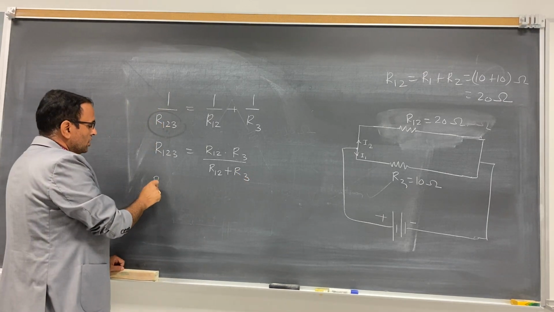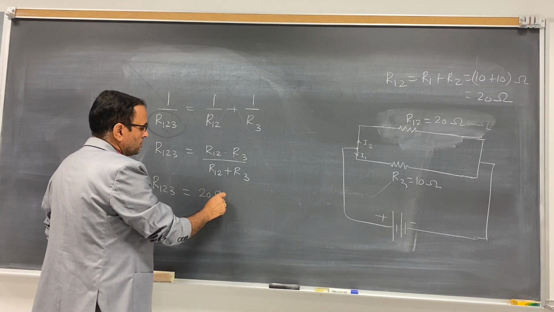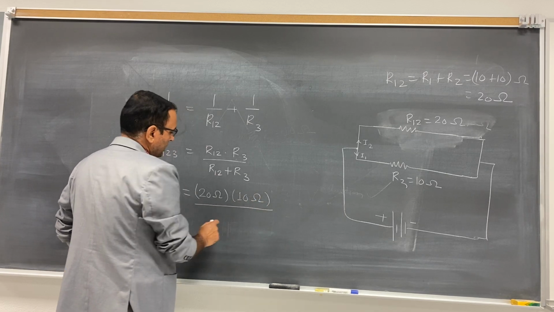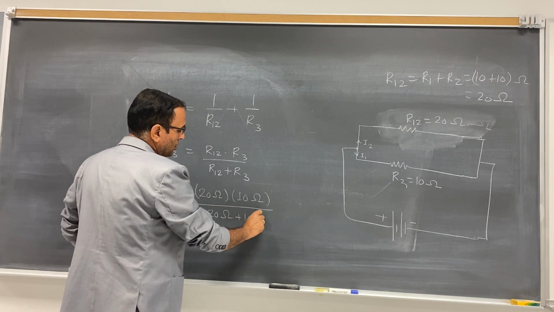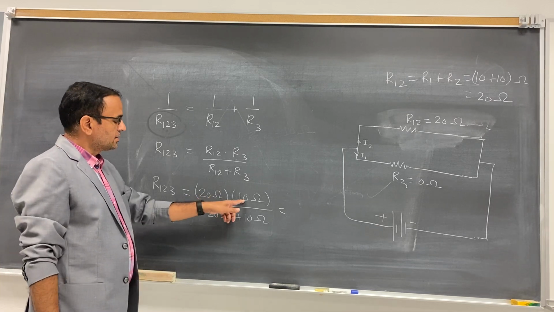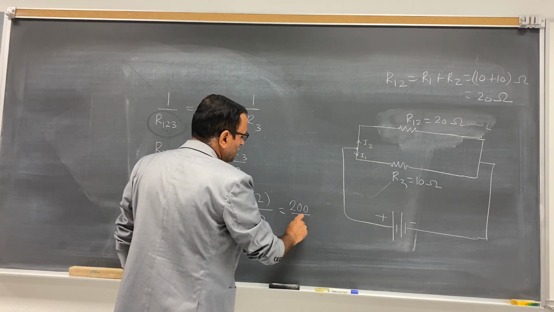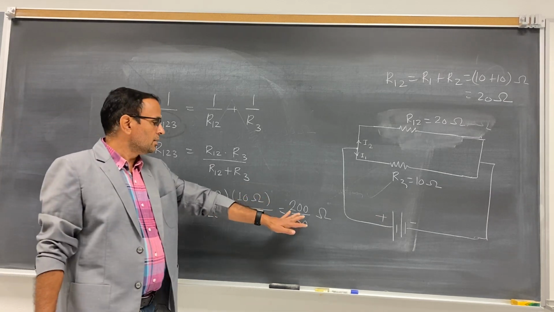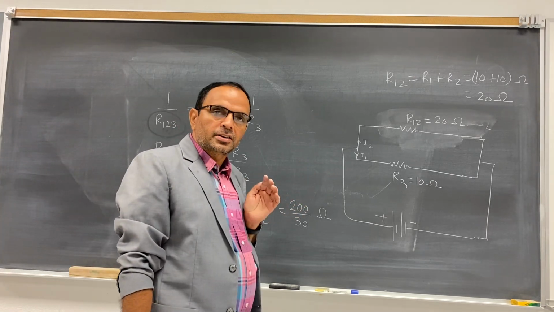Okay, then your total resistance R12 is 20 ohm, R3 is 10 ohm, and R12 20 ohm plus 10 ohm. Now use your calculator. How much do you get? This is 20 times 10 is 200, 20 plus 10 is 30. So it is 200 divided by 30 ohm. This is the total resistance. So you can use your calculator here, okay? So this is the total resistance, or you can call it the equivalent resistance of the circuit.